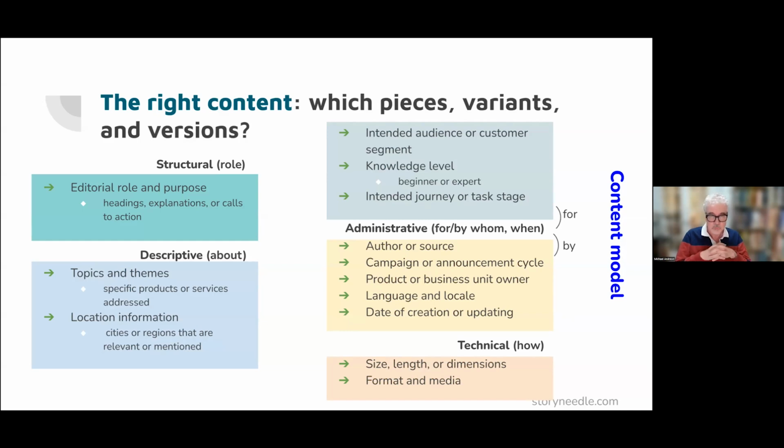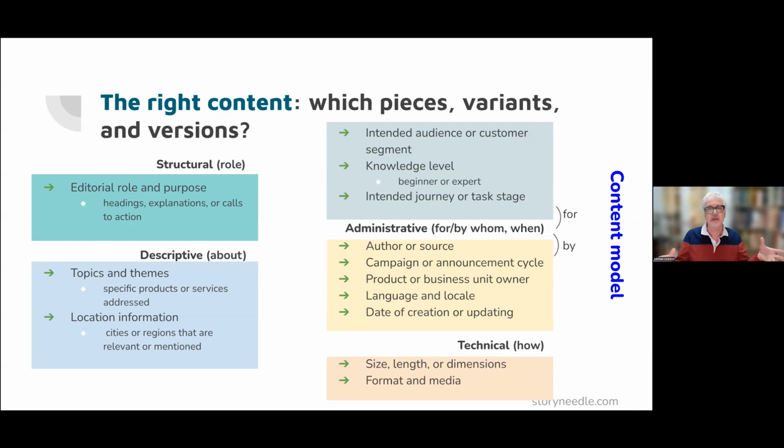So we have things like structural metadata. What is the editorial role and purpose of different elements of our content? Things like, is this an explanation or a call to action? Those kinds of things are structural metadata. Then we have our descriptive metadata. So things like, what is this content talking about? What themes is it talking about? Or topics or locations is it mentioning? These are all aspects that we consider in our orchestration.